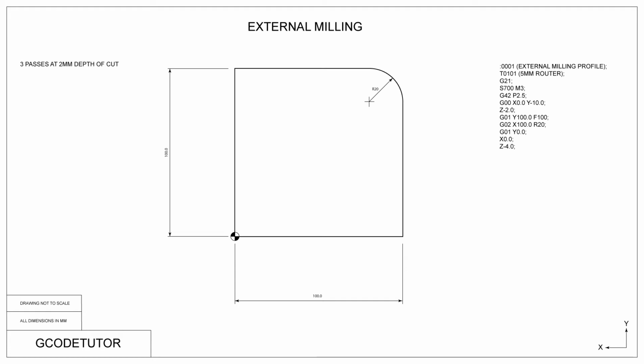With a Z movement of -4mm, this lowers the router another 2mm into the job, ready for our next pass of the component. From here, it's the same 4 lines that we have just cut the profile, just with the cutter 2mm deeper. So the next 4 lines is exactly the same as the previous 4 lines of movement.